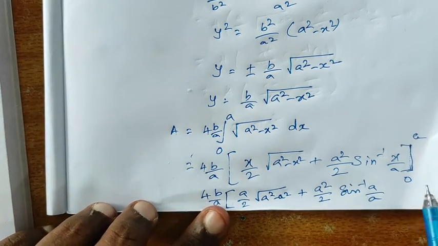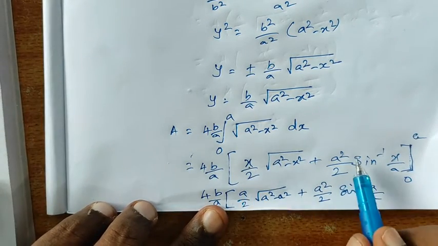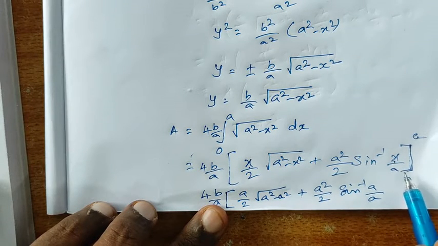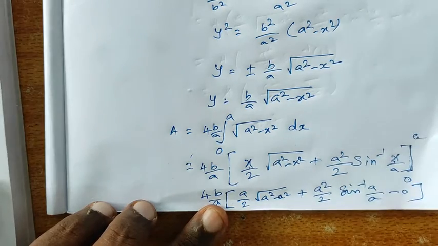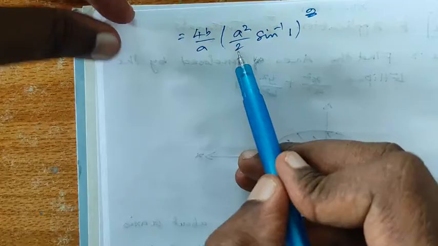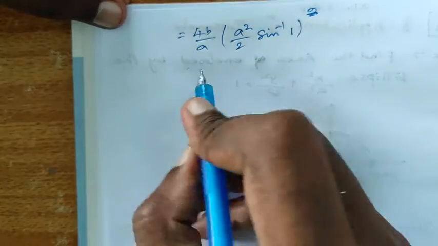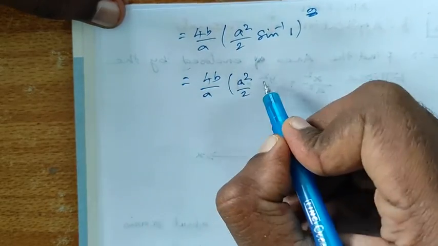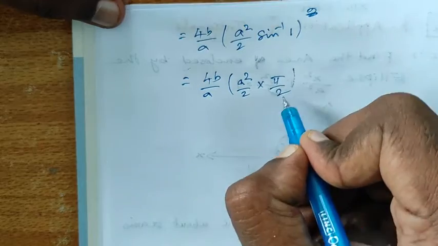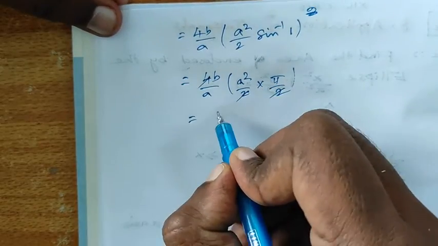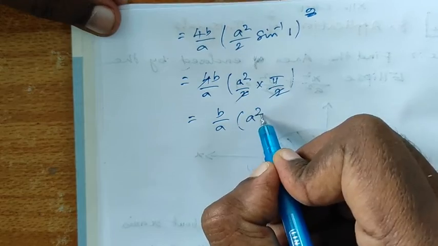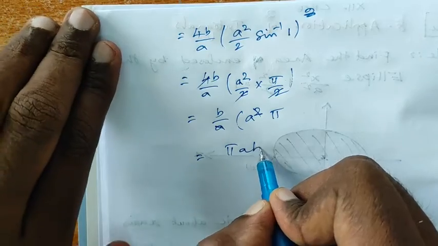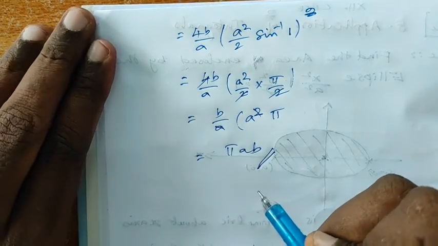Apply the lower limit, we get 0, minus 0, and the second term also gets 0, since sine inverse of 0 by a is 0. So 4b by a into a square by 2 sine inverse of 1, which is pi by 2. So 2 and 4 get cancelled. So b by a into a square pi. So a also gets cancelled. So pi a b is the area of the ellipse.